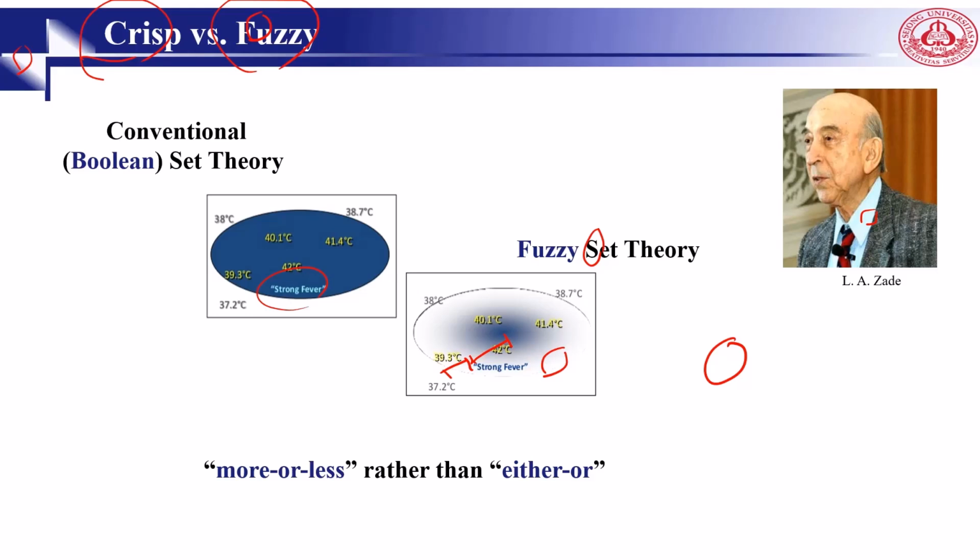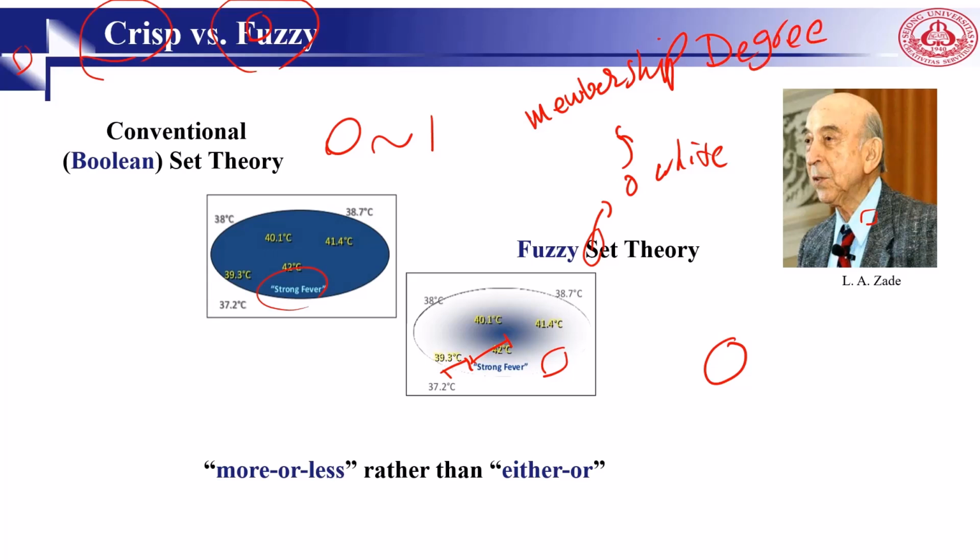So fuzzy says when you want to define something, you have to map it to 0 to 1, right? It means this color is 0 white, right? This is called the membership function, right? Membership degree.